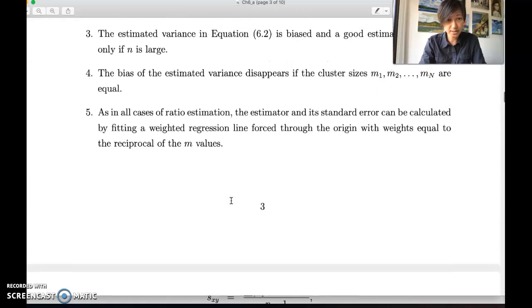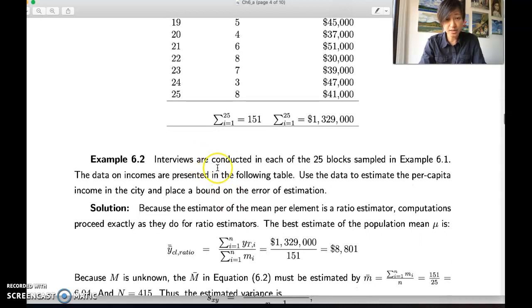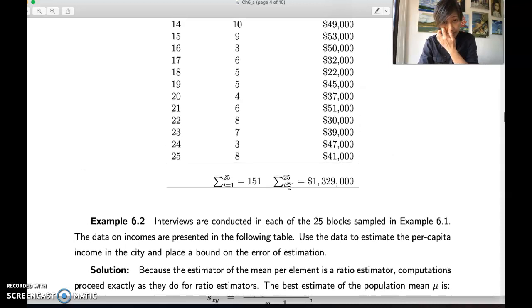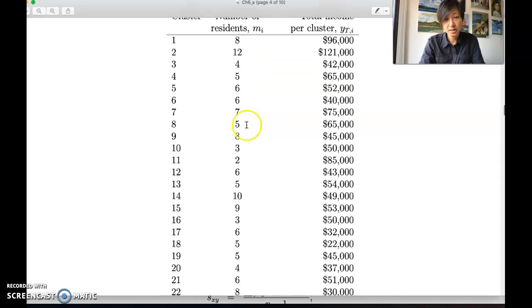So let's look at an example. Previously, the interviews were conducted in each of the 25 sampled blocks in example 6.1, and then we collected the data of the cluster total income. So we're not looking at each individual, we're looking at yi, the cluster total income. And we also know how many residents are within a cluster. So they are unequal cluster sizes, but we also obtain the total yi.